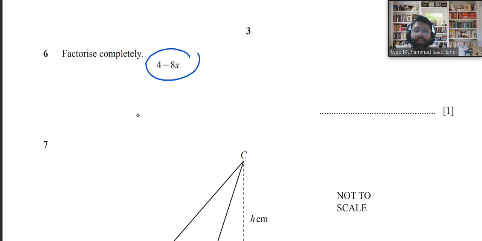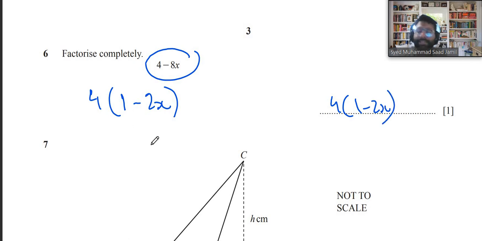Okay. It says factorize. So look, in factorize we see what is common. So in 4 minus 8x only 4 is common. So you will take 4 as common. 4 divided by 4 is 1 minus 8 divided by 4 is 2. So this is your answer. 4 bracket 1 minus 2x.